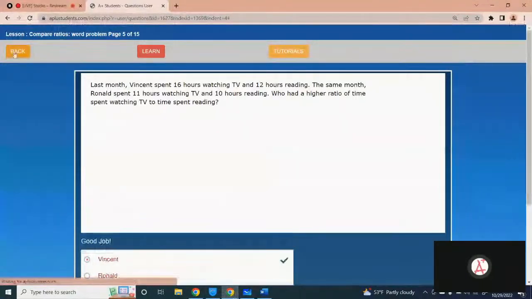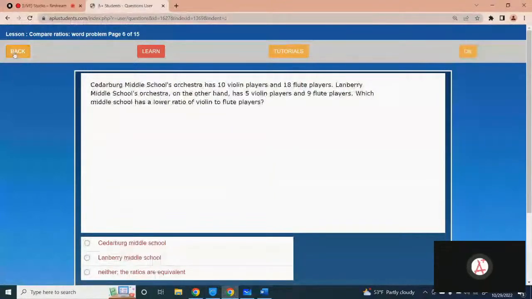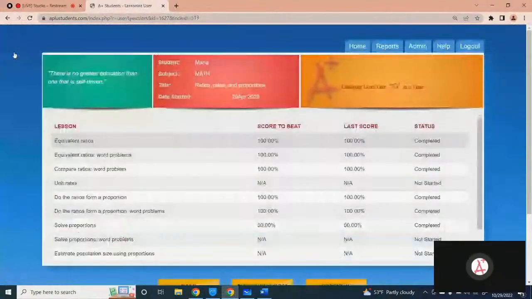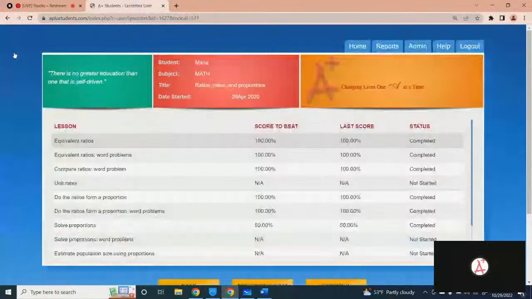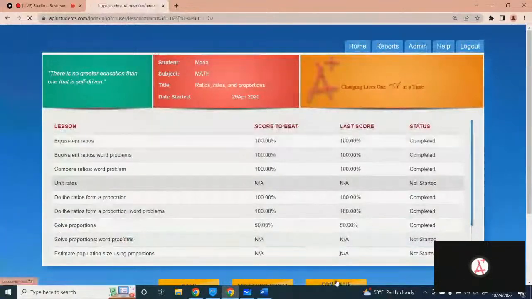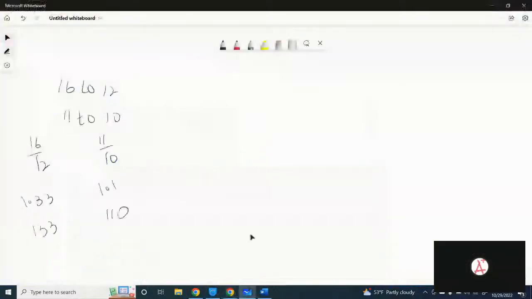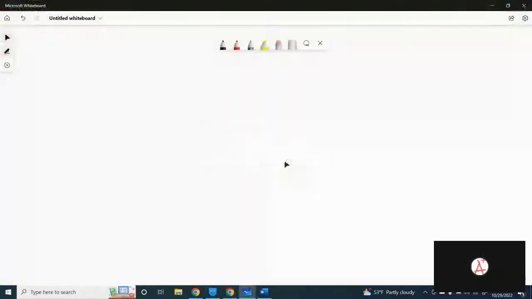I'm just moving on to the next topic. And the next topic is unit rates. Let's start with the next one, that is unit rates.